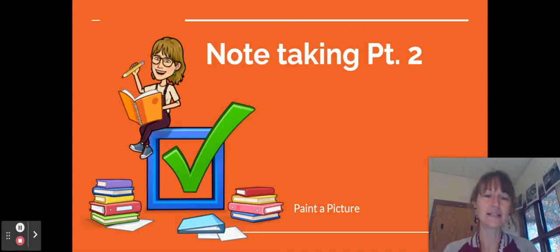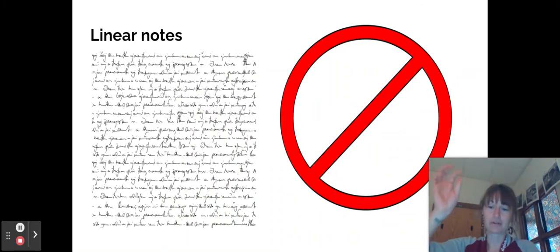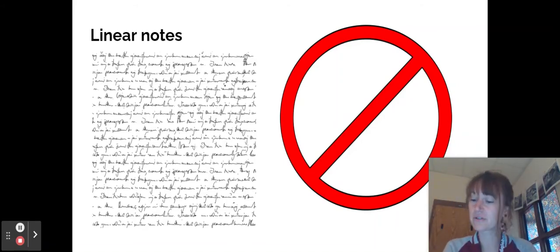We're going to paint a picture of how not to take notes during this lesson. This is what linear notes are. This is what I used to do. Linear notes are when you write down everything you've heard or read, and exactly the order you receive the information is your system of notes for remembering important information.